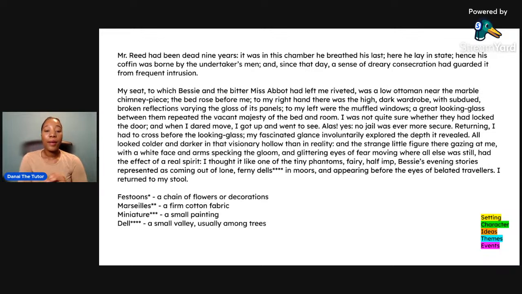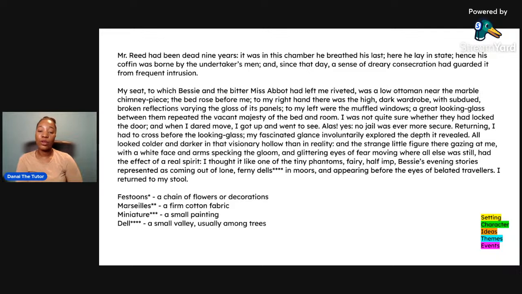My seat, to which Bessie and the bitter Miss Abbott had left me riveted, was a low ottoman near the marble chimney-piece. The bed rose before me. To my right hand, there was a high, dark wardrobe with subdued, broken reflections, varying the gloss of its panels. To my left were the muffled windows. A great looking glass between them repeated the vacant majesty of the bed and room. I was not quite sure whether they locked the door, and when I dared to move, I got up and went to see. Alas, yes, no jail has ever been more secure.